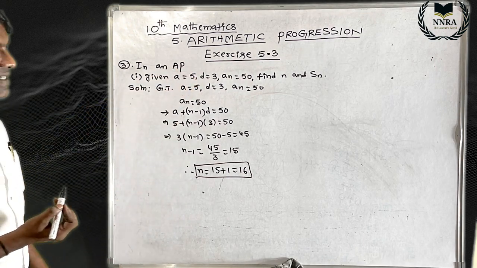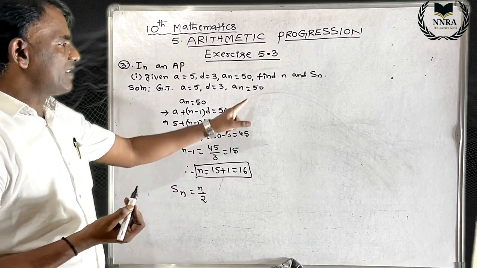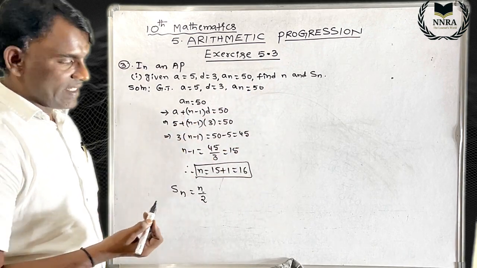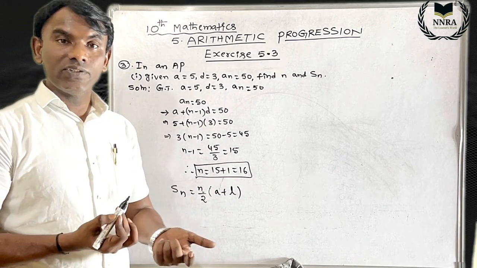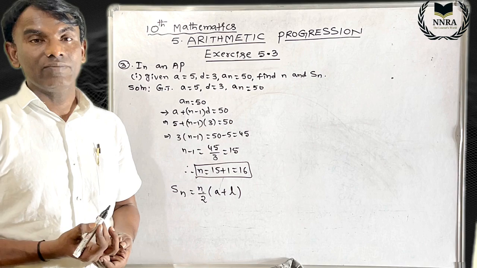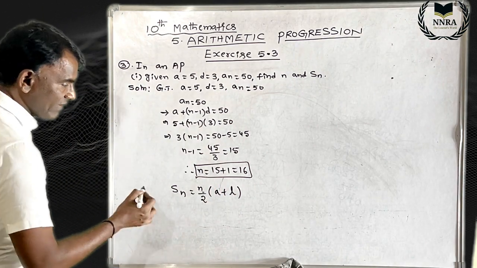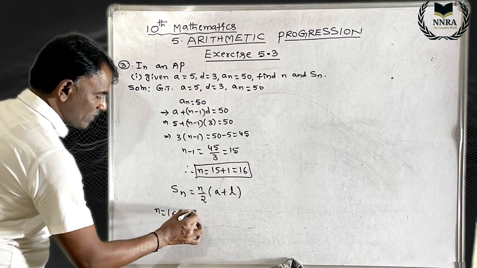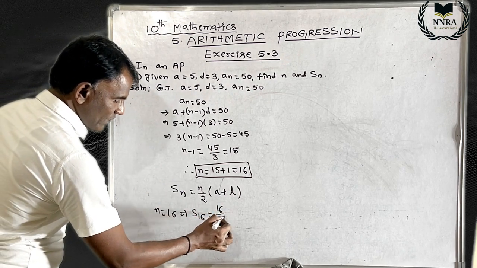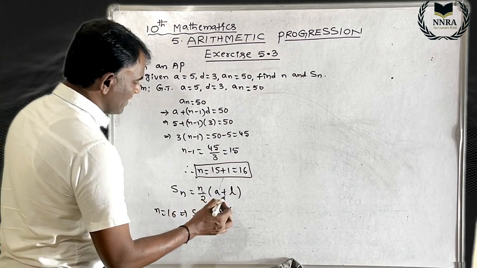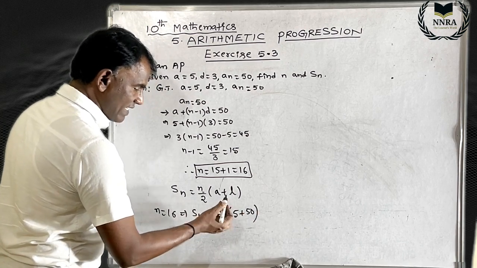After that, we find the sum of the first n terms, the Sn value. What is the formula? n by 2, and one more thing, the last term is given. Then write (a plus l). Otherwise, if you want to apply the second formula, what is that? n by 2 into (2a plus (n minus 1) into d). You can use that formula also. Now what is the value of n? n equals 16. So we find the sum of the first 16 terms, right? So 16 by 2, (a plus l). a equals 5, and l means the last term, 50. So here 8 times cancelled.